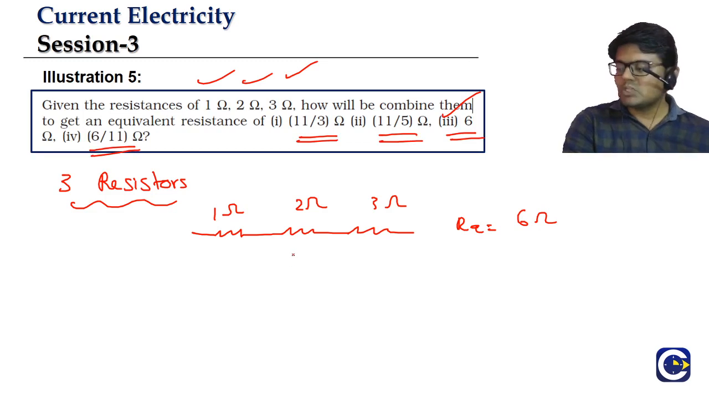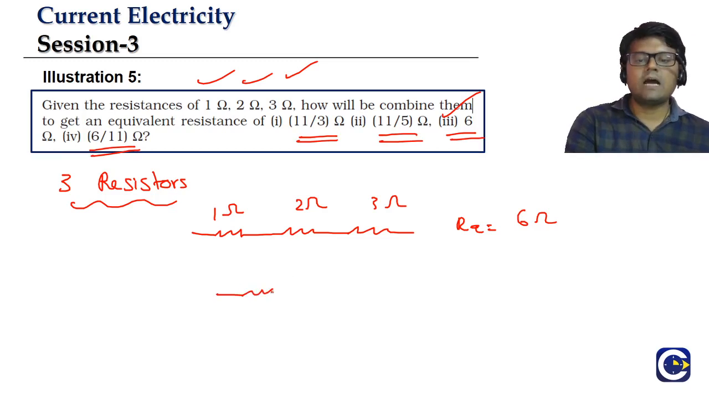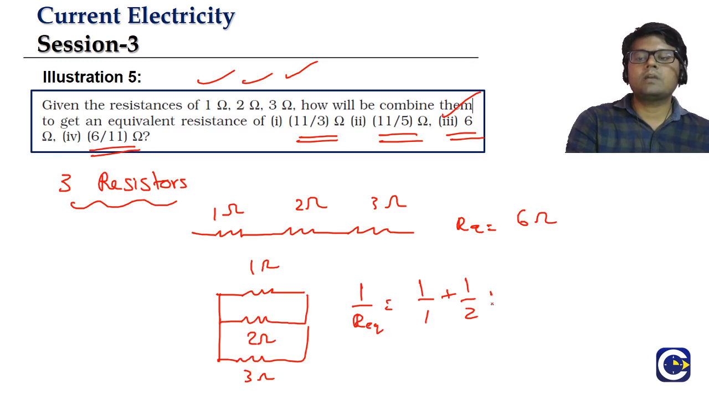Now the other possibility is we keep them in parallel. We can keep all the 3 in parallel. Like we can have 1 by 1 plus 1 by 2 plus 1 by 3. What is the LCM here? 2 into 3 will be 6, right? So 6 plus 3 plus 2. What is the final value? 11 by 6. So R equivalent will be the reciprocal, which is 6 by 11.